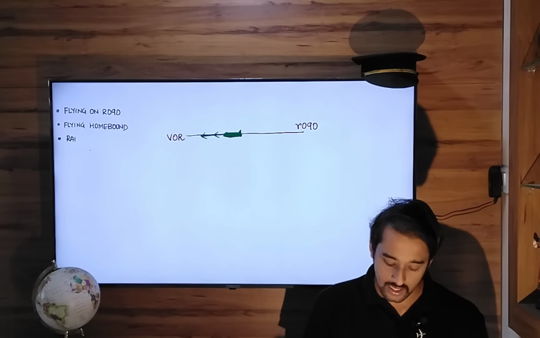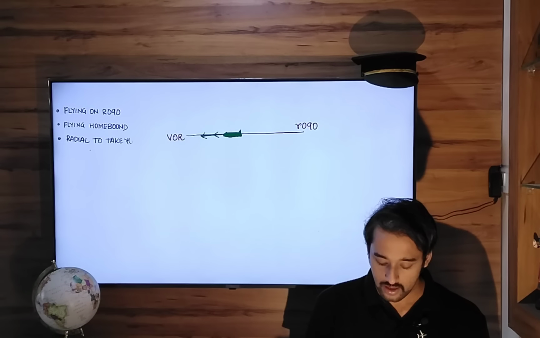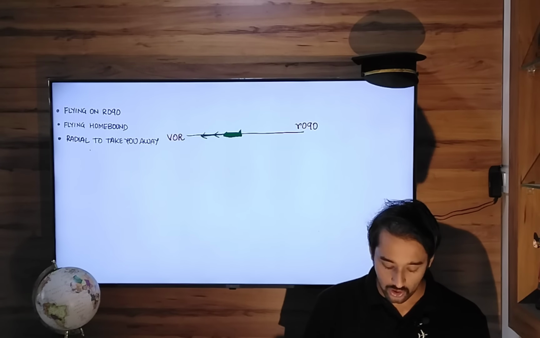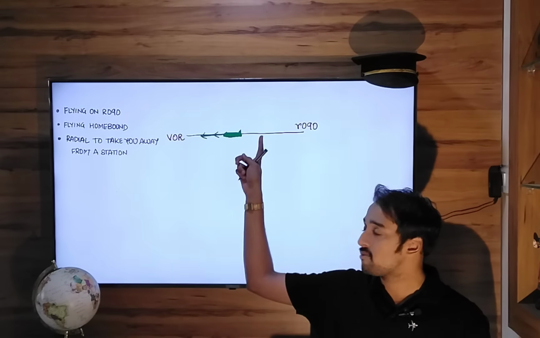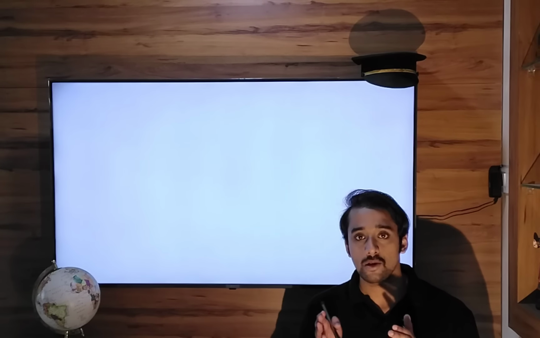The job of a radial is to take you away from a station. A radial always takes you away from a station. But you can use this same radial to come towards your VOR station. So it's like a road, okay, on the ground. You can travel on that road and go outbound, meaning you can go away from your home to your office. You can use the same road and follow that road and come back to your home from office. So the same road can be used for traveling to and fro.